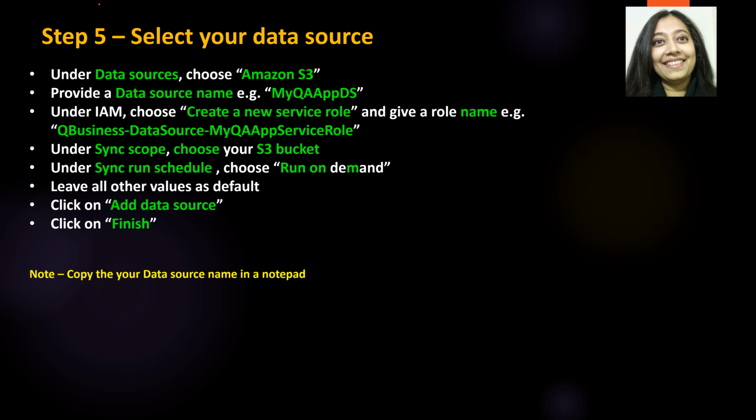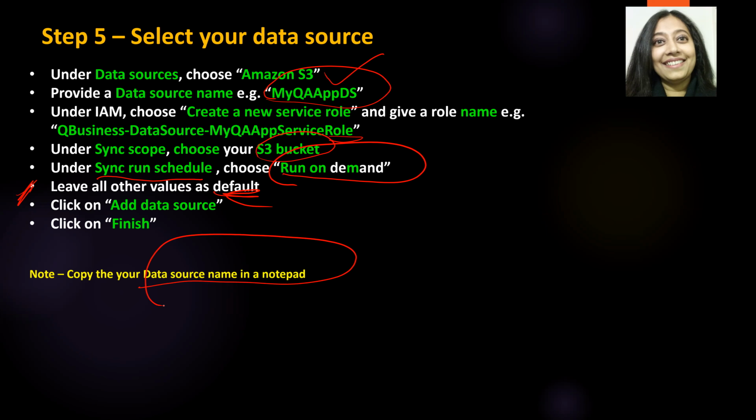Step 5. In step 5, we need to select our data source. So remember, we've uploaded our documents in Amazon S3, so that's going to be our data source. This is going to be a data source name. Again, this is a suggested name. We are again going to create a service role over here. Then in sync scope, you should choose your S3 bucket. And under sync run schedule, you should choose run on demand and leave all the other values as default. And then finally click on add data source, and finish. At the end, ensure that you've copied your data source name in a notepad.